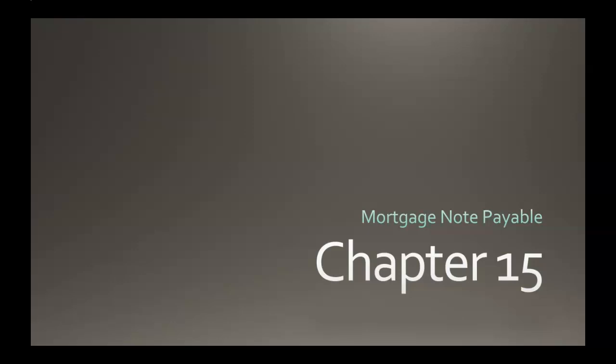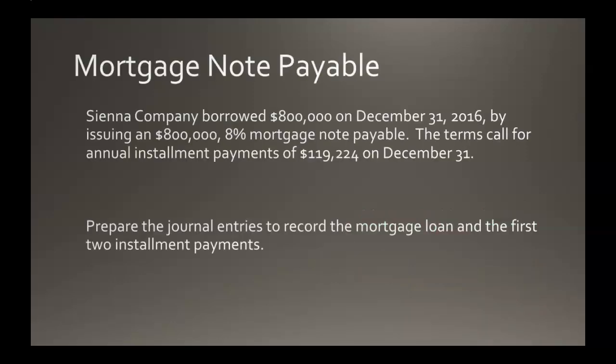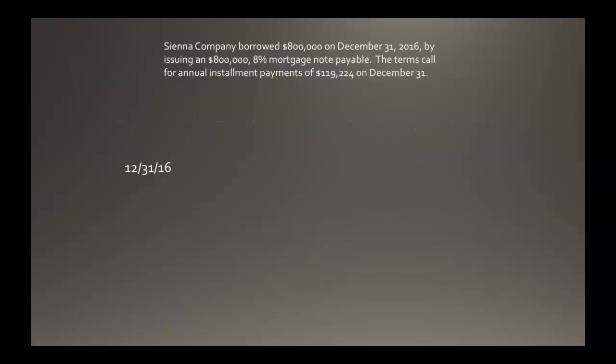Let's work through a mortgage note payable example from chapter 15. So the problem here says Sienna Company borrowed $800,000 on December 31st, 2016 by issuing an $800,000 8% mortgage note payable. The terms call for annual installment payments of $119,224 on December 31st. So we need to prepare the journal entries to record the mortgage loan and then the first two installment payments. So first, to record the loan itself.